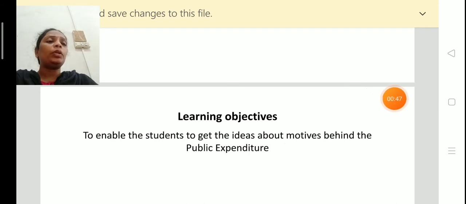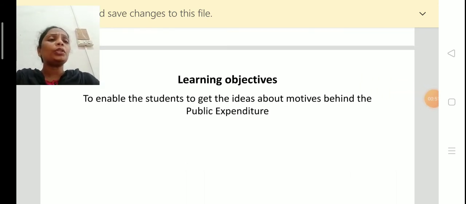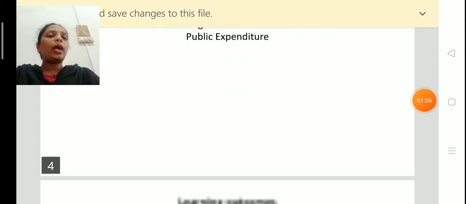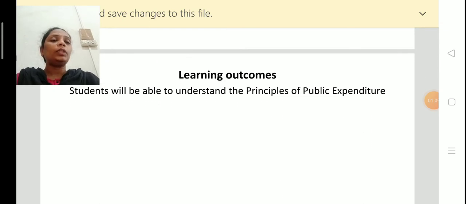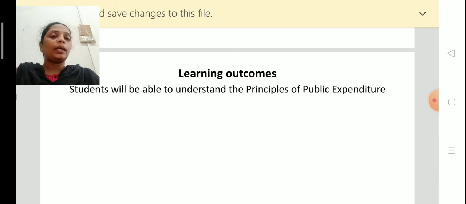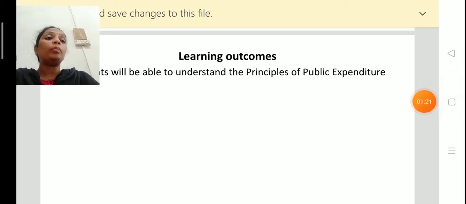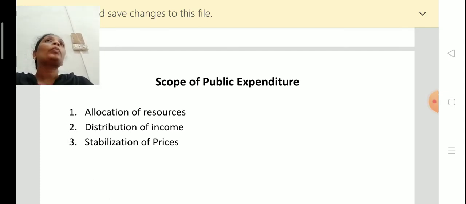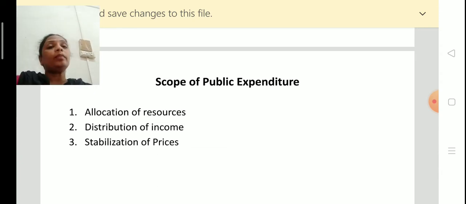So in this session, what are the learning objectives? It is to enable the student to get an idea about the motives behind public expenditure. The learning outcome is that the student will be able to understand the principles of public expenditure, because public expenditure is a very important concept for each and every one, because in a democracy the government has to spend on public expenditure. That is why we are studying the concepts of public expenditure.